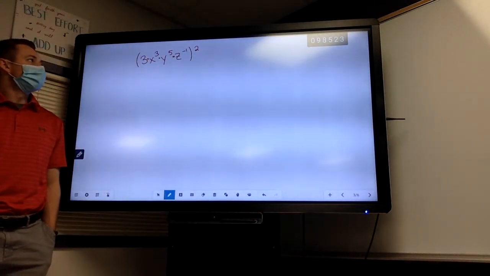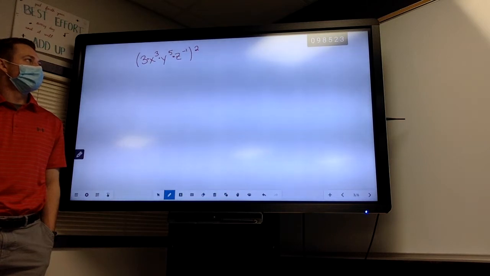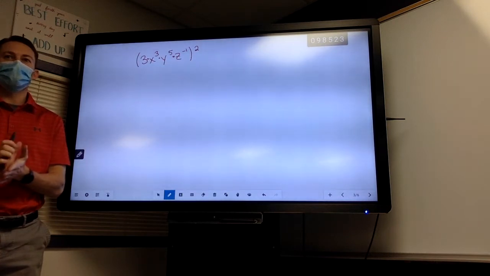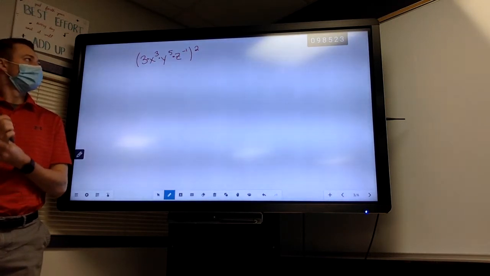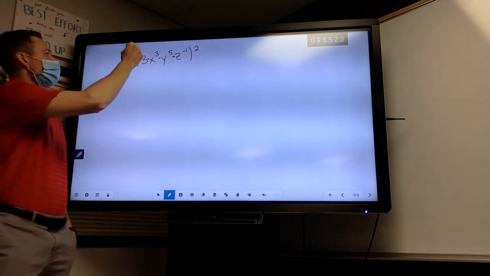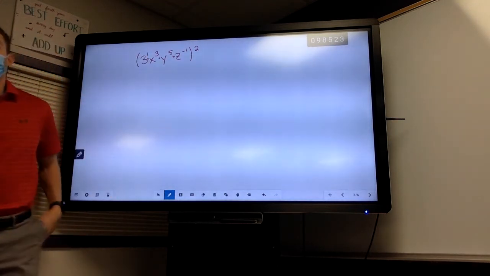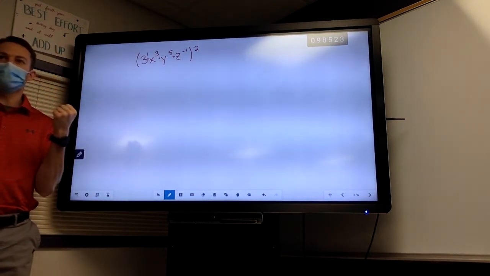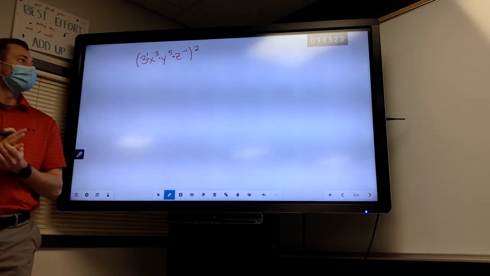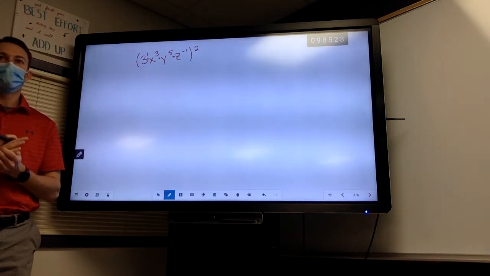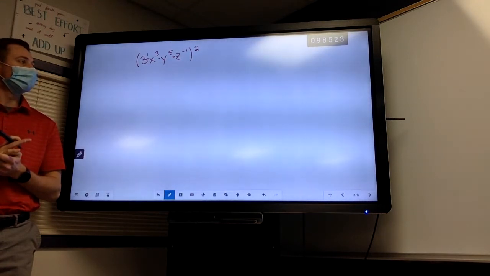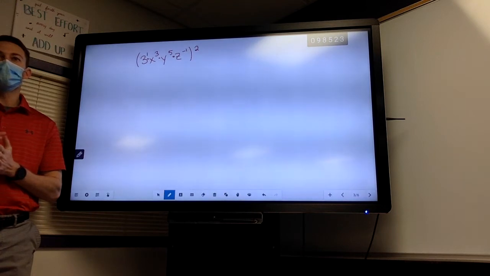All right, now we have 3x to the third, y to the fifth, z to the negative 1 in parentheses, and it's all squared. It's all to the second power. So the imaginary exponent on 3 would be 1, right? We don't write that exponent. The 3 and the x are not tied together. They're two different terms, two different numbers. So 3x cubed, y to the fifth, z to the negative first, and it's all squared.